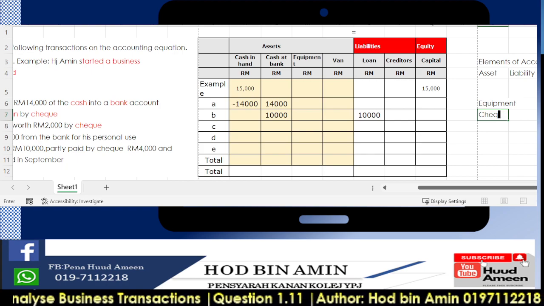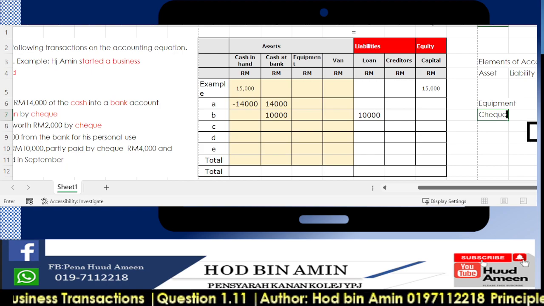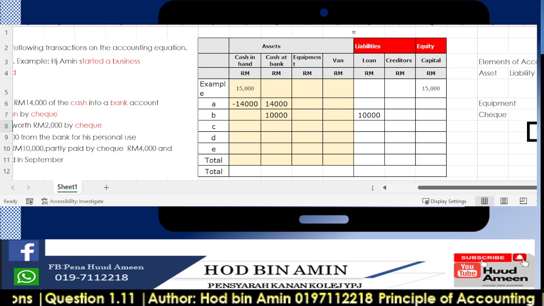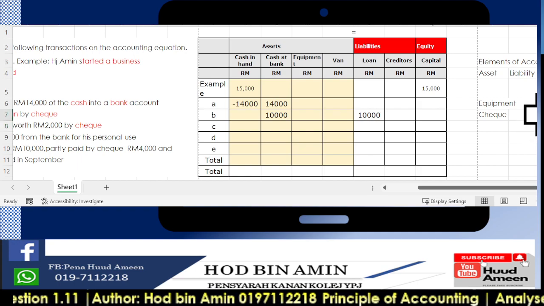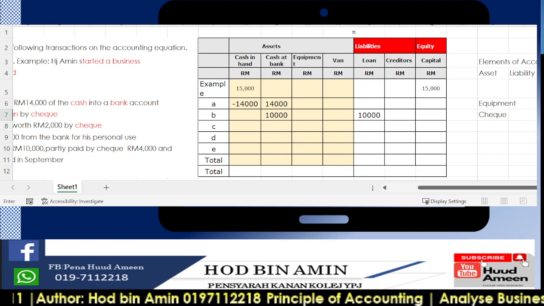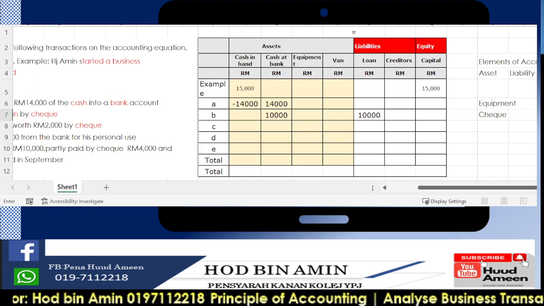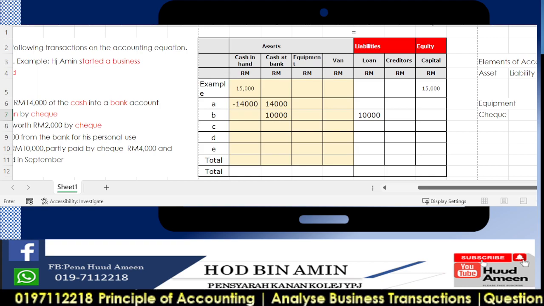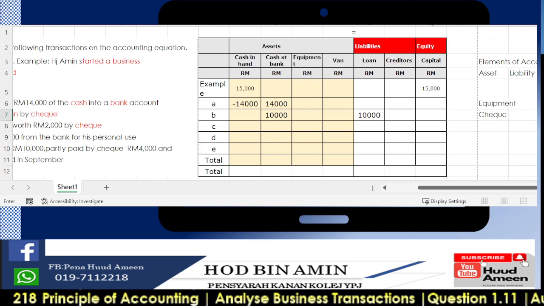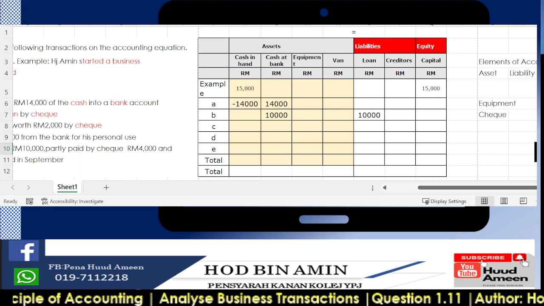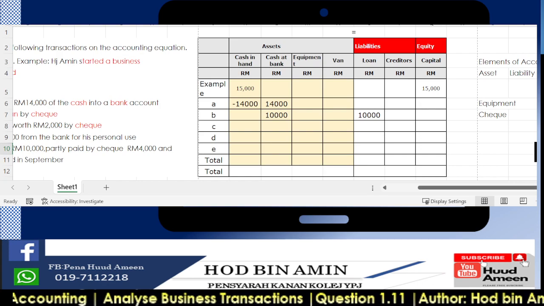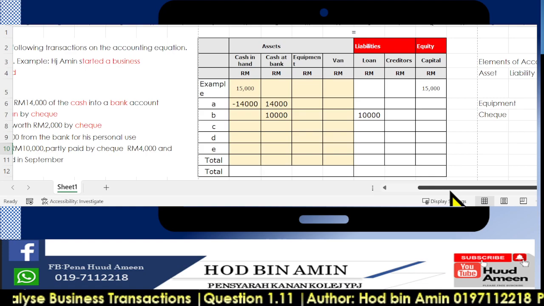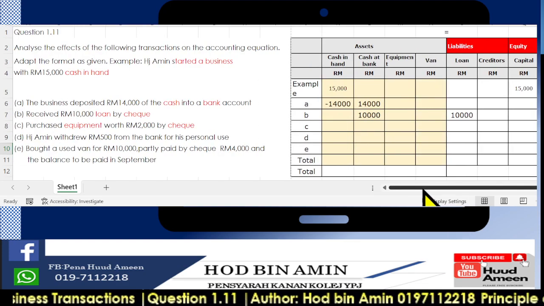The second account is check. So equipment is our asset. Check, you change to cash at bank. The other name of check is cash at bank. Okay, for this question, check is cash at bank, and equipment will increase.